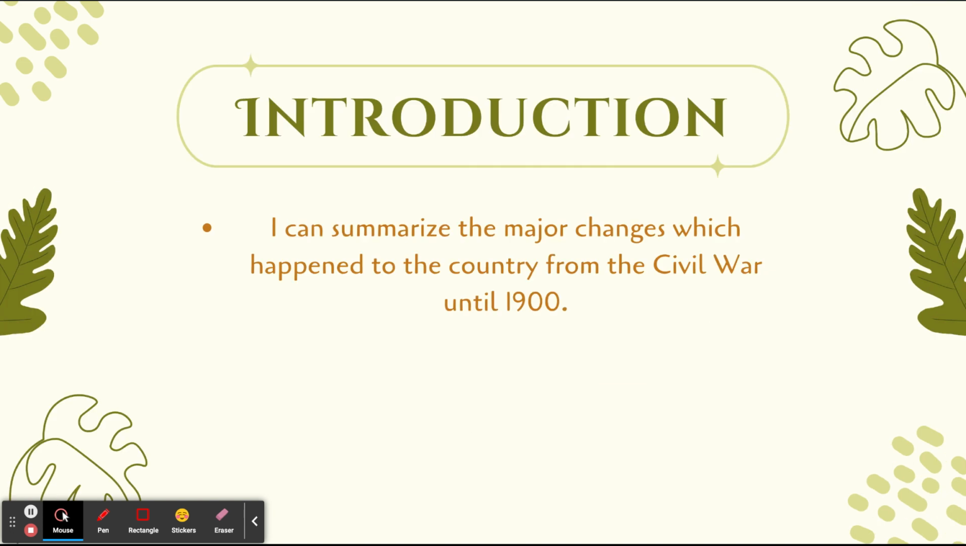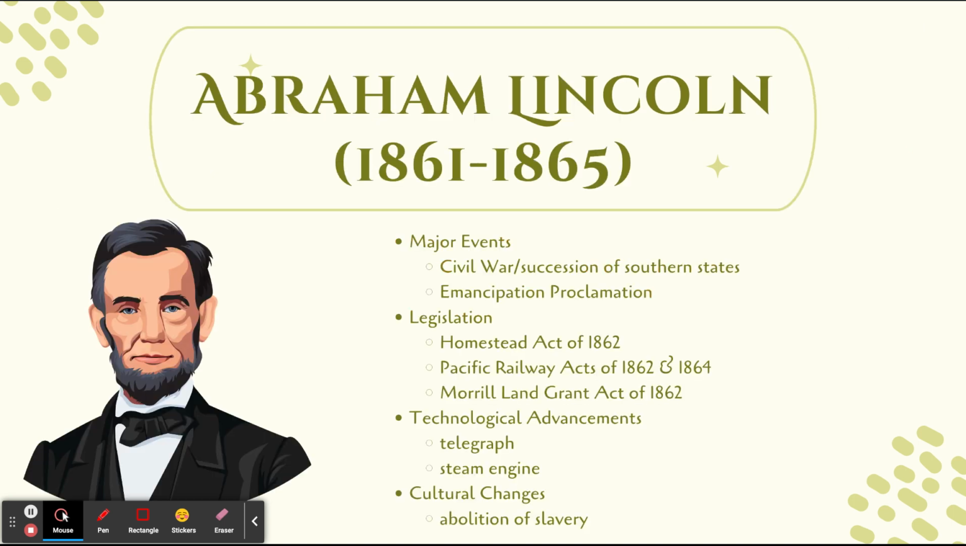The purpose or the learning target for this lesson is: I can summarize the major changes which happened in the country from the Civil War until 1900. In order to do this, I've organized it by the various presidents that held office in this time period. The first being Abraham Lincoln.